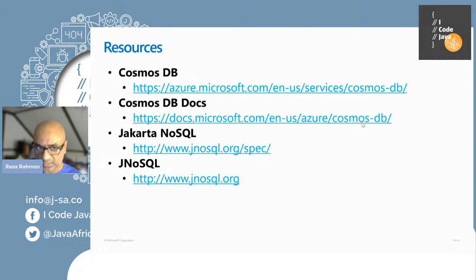I do have some resources for you here as well. If you want to find out more about Cosmos DB, the best place to start is the Cosmos DB docs, as well as the Cosmos DB website on Microsoft.com. If you want to find out more about Jakarta NoSQL, the spec, that is the URL to go do that. You can take a look at all the features of Jakarta NoSQL. And if you want the implementation, there's only one implementation so far, it's JNoSQL. If you log on to jnosql.org, you'll be able to see all the details of that.